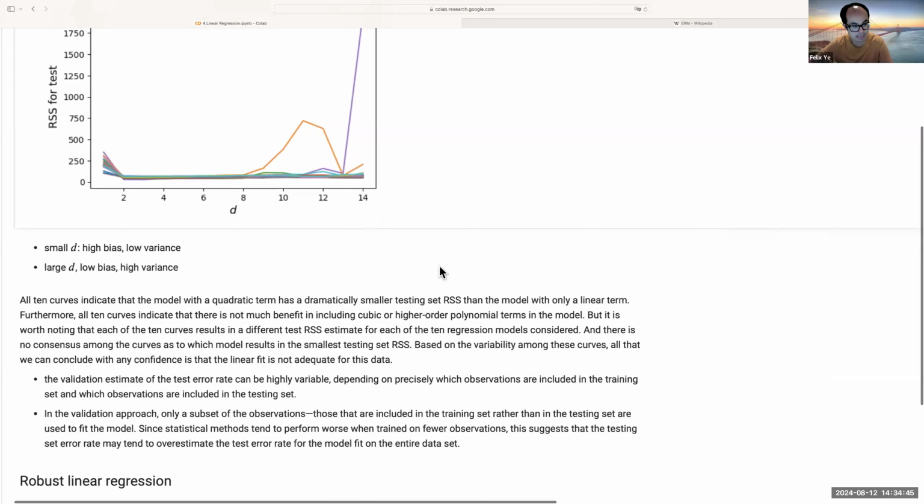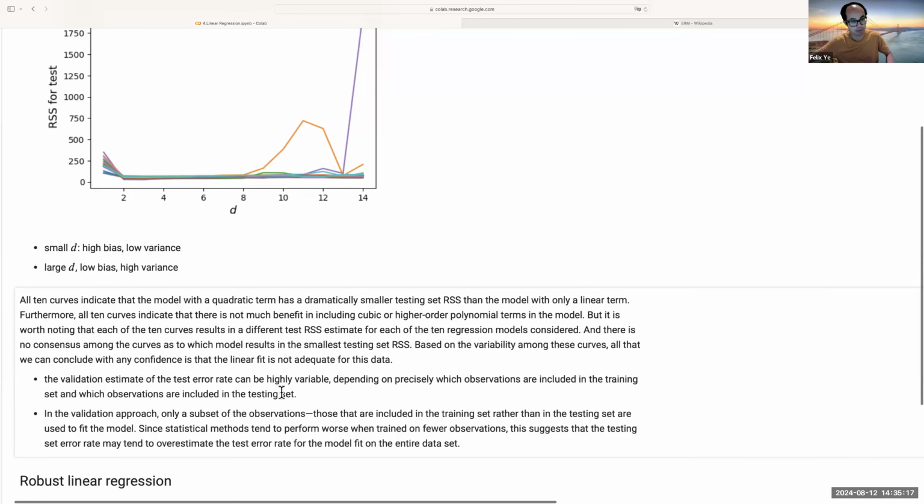This indicates the following: this validation error, when d is large, could be very highly variable and depends on precisely which observations are included in the training set and which observations are used in the testing set. The way you split the data can actually make a contribution to the validation error.